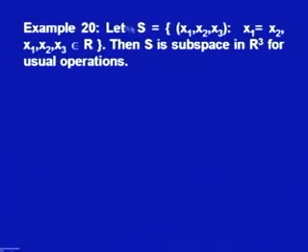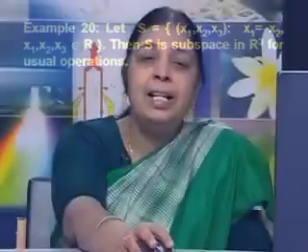So, in the next example, we are again considering a triplet x1, x2, x3, which all belong to R, with the condition that x1 is equal to x2. Then S is a subspace in R cube for the usual operations. I have different types of sets, some form subspaces, some do not form subspaces. So, in this example, if this condition is satisfied, then they form a subspace. So, let us see the solution.